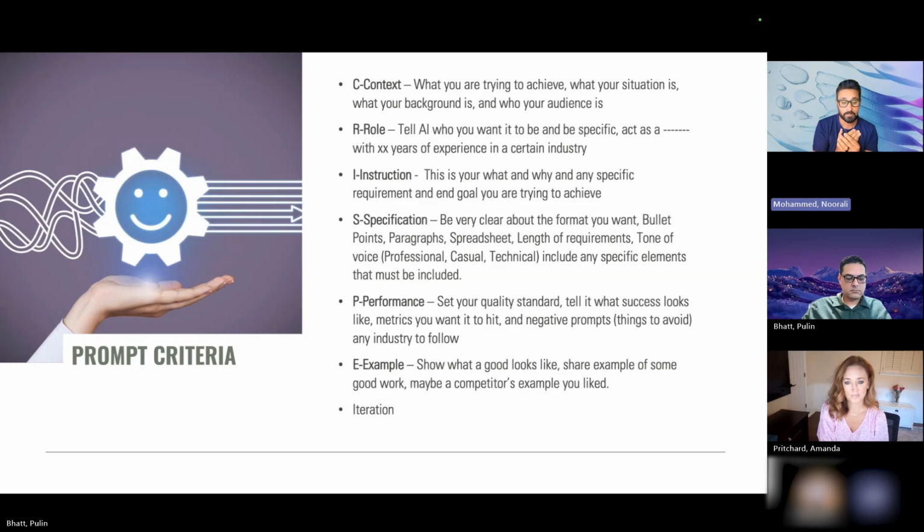Be clear on your format. Do you need that in a bullet point? What is the best way for you to consume that information when it's given to you, right? Everybody takes information in a different way, so you can provide that. Hey, give me two paragraphs. So again, going back to the best way you consume information, you can put that there as well. P stands for performance.